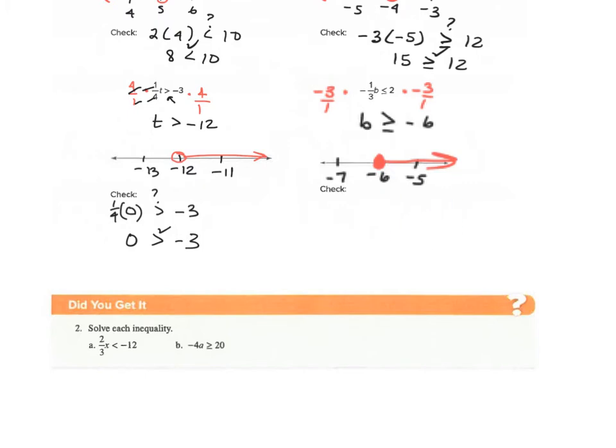All right, so we need to check this. I need to find a number that is greater than -6. The easiest one to use is 0. So I have -1/3 times 0. Is that less than or equal to 2? Well, I get, oops, that's a 2. I want my question mark right here. 0 is less than or equal to 2, so that checks out.